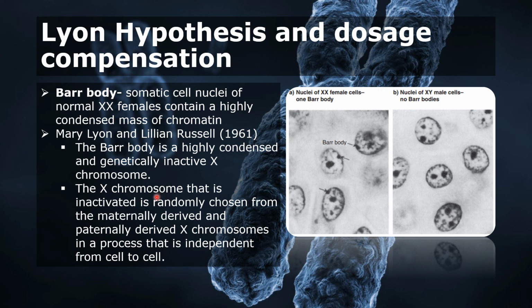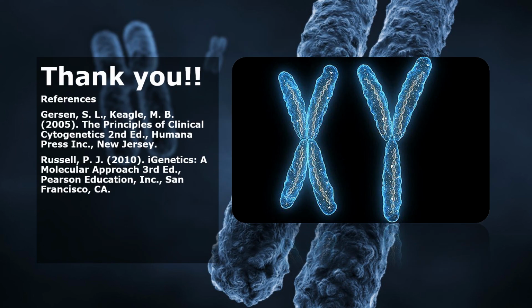The second is that the X chromosome that is inactivated is randomly chosen from the maternally derived and paternally derived X chromosomes, in a process that is independent from cell to cell. But once a maternal or paternal X chromosome is inactivated in a cell, all the descendants of that cell inherit the inactivation pattern. So that's it.